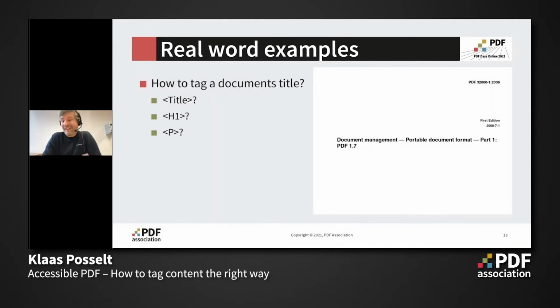But there is no title tag defined in the PDF specification. So we can't use it in PDF/UA or whatever, because it's not defined in PDF. So one solution in the real world is to use the H1 tag for that kind of document title. And the other solution existing out in the world is to use a P tag. So both are valid and usable, with their advantages and disadvantages.